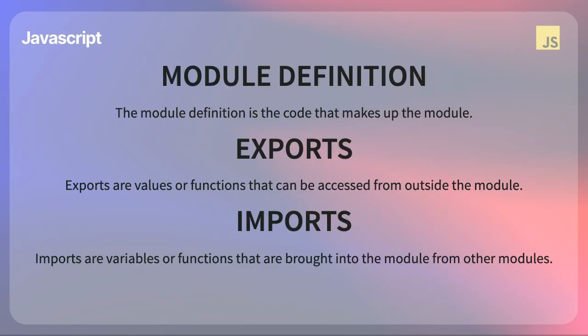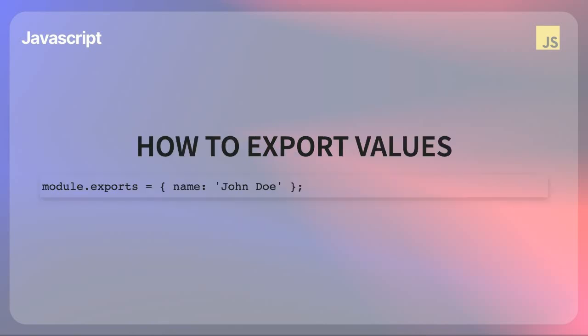A CommonJS module consists of three main parts: the module definition, exports, and imports. Exports are values or functions that can be accessed from outside the module. Imports are variables or functions that are brought into the module from other modules.